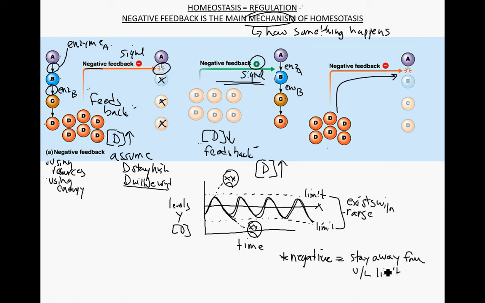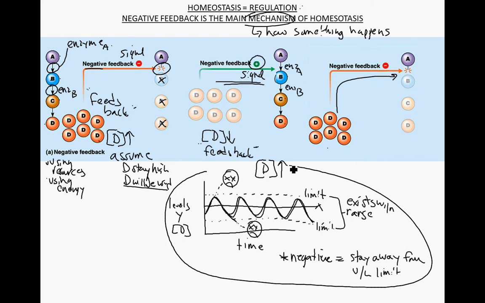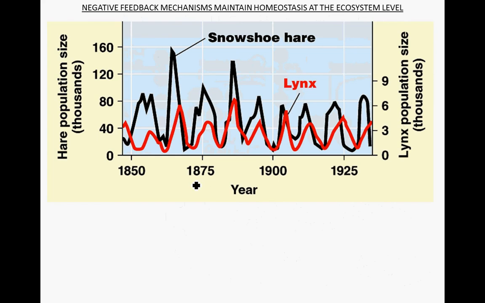So hopefully that helps. Getting this graphical image into your mind will go a long way to understanding this homeostasis and this maintenance of a balance, right? That life exists within a range, right? So we see these curves, this sine curve, in lots of different places, and at lots of different levels of biological organization. For example, negative feedback mechanisms maintain homeostasis at the ecosystem level.